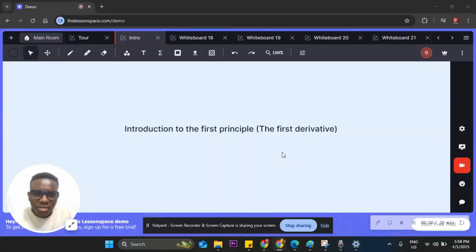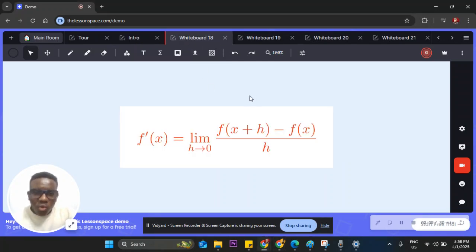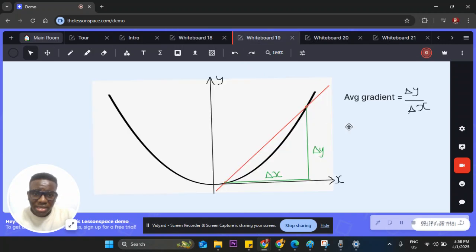All right, welcome, guys. Today I want to introduce to you the concept of the first principle, the building block behind the first derivative. So, at first glance, this formula can be quite intimidating, but once you understand that it is just an extrapolation from a very intuitive idea, which is the concept of the average gradient, then it becomes quite intuitive. All right, let's circle back a bit.